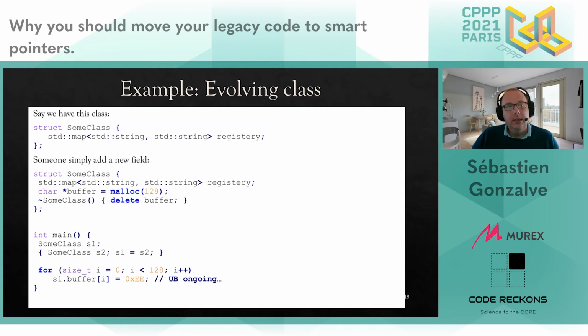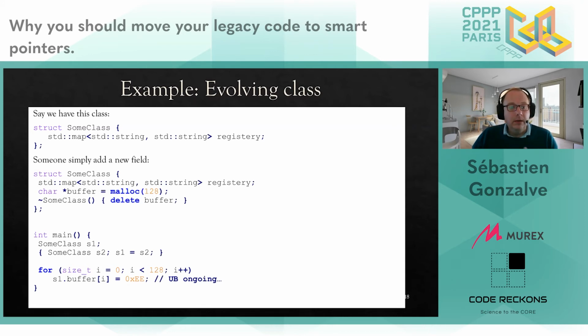And then in the main, he also added something like this. I would say he goes through the buffer. But the problem here is, as there is no copy constructor in this class, both instances S1 and S2 are sharing the same buffer, which means that when we go out of this scope, this buffer is deleted, and here we are going into undefined behavior because we are working in a space of memory that was deleted.